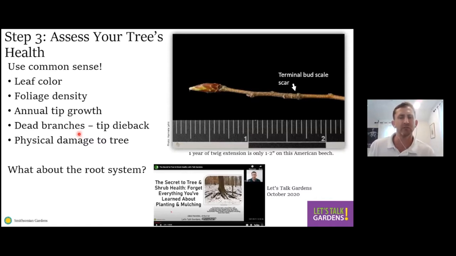Step three, assess your tree's health. There's a common misconception that pruning fixes tree and shrub health. In most cases, that's completely false. There are a few exceptions. The facts are, again, a healthy tree will tolerate pruning and respond well. An unhealthy tree is not going to become healthier by cutting off branches and leaves, usually.